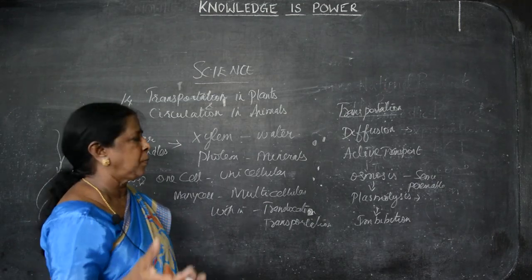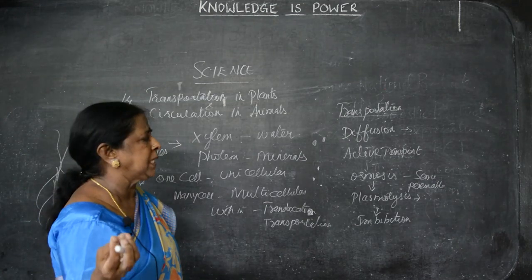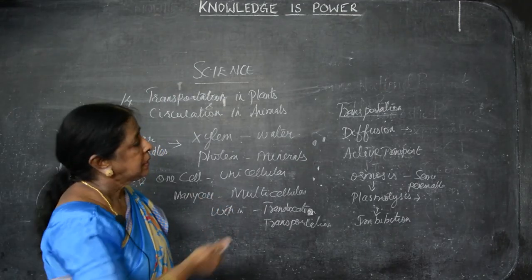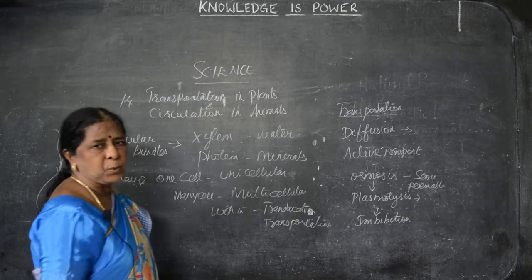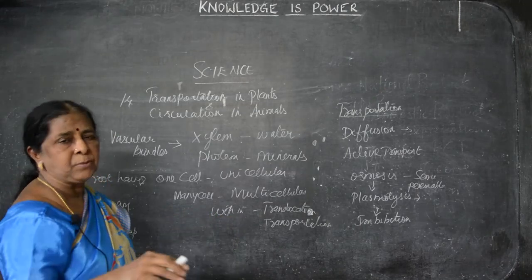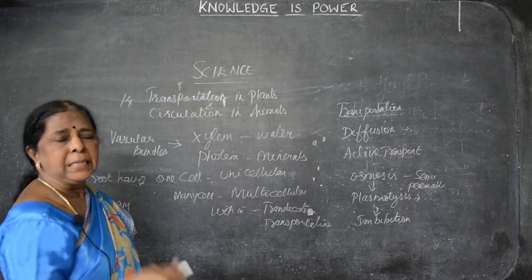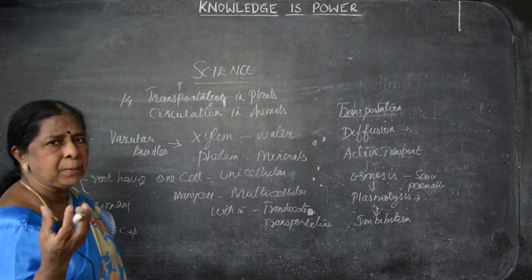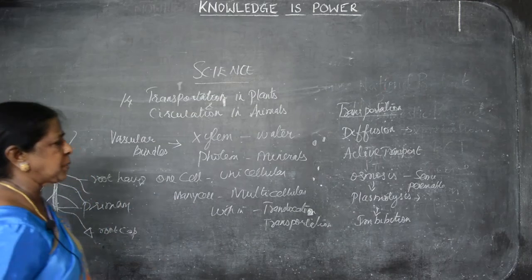The water all goes out and it shrinks. The shrinking condition is known as plasmolysis. Imbibition is quite opposite to plasmolysis. That is, the same seed, whatever it may be, you soak in water, it absorbs the water and is imbibed, and it becomes nicely bulged. That is known as imbibition.